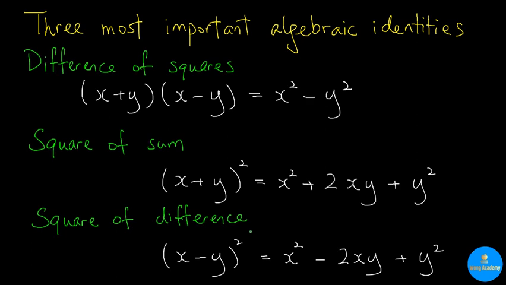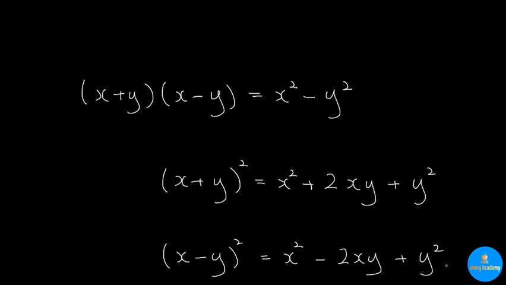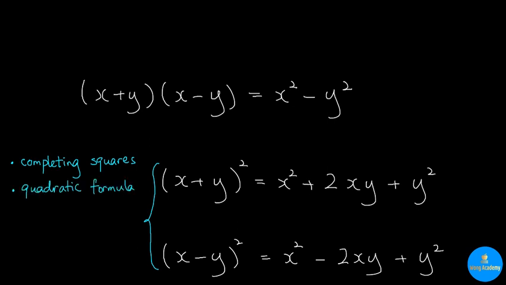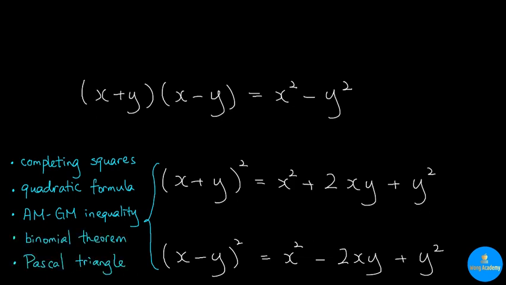For example, these two identities are very useful for completing squares, which is the critical technique in developing the quadratic formula. The bottom identity is also useful for developing something called the AM-GM inequality. Furthermore, both of these identities are related to the binomial theorem and Pascal's triangle.